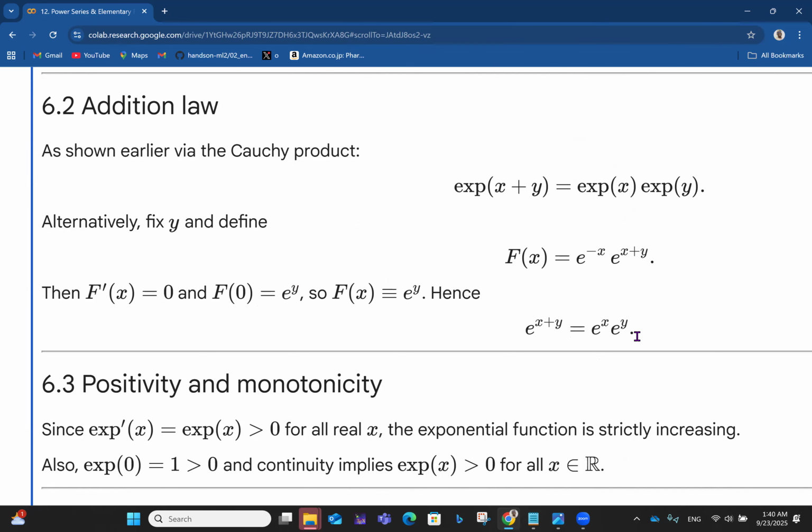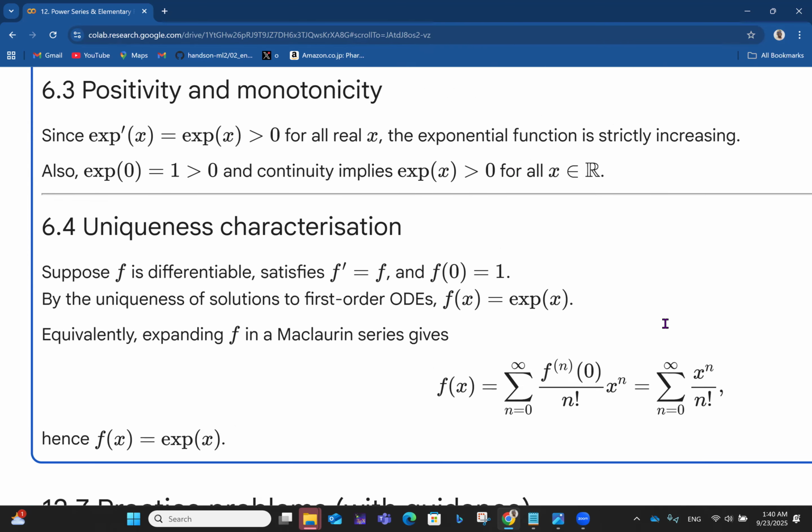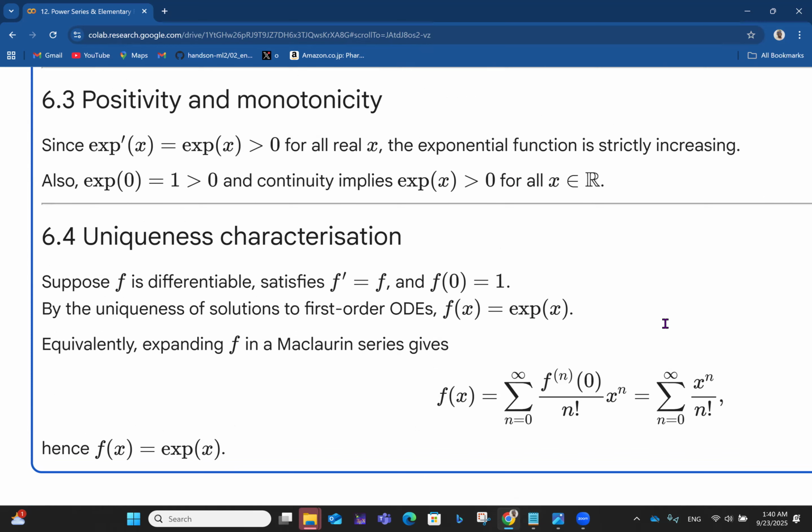Hence, e raised power x plus y is e raised power x times e raised power y. Then we have positivity and monotonicity. Since the derivative of exponent of x is exponent of x, and that is always greater than 0 because it's an increasing function. For all real x, the exponential function is strictly increasing, right? Also, exponent evaluated at 0 is 1, and that is also greater than 0. And continuity implies that exponent of x is greater than 0 for all x in the real number line.